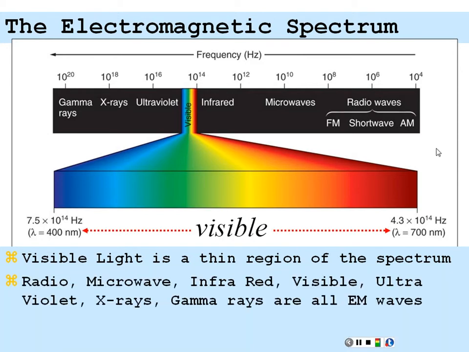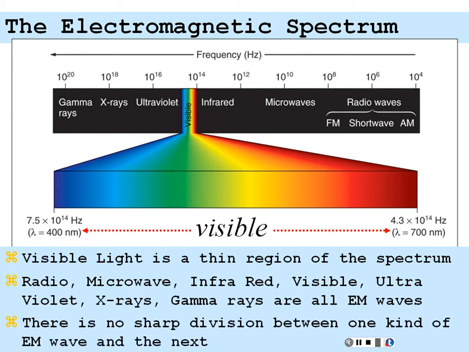So this electromagnetic spectrum involves radio, microwave, infrared, visible spectrum, ultraviolet, X-rays, gamma rays. They're all electromagnetic waves. There's no real sharp division between one kind of electromagnetic wave and the other. It's kind of fuzzy as far as the division point as you go from one group to the next.